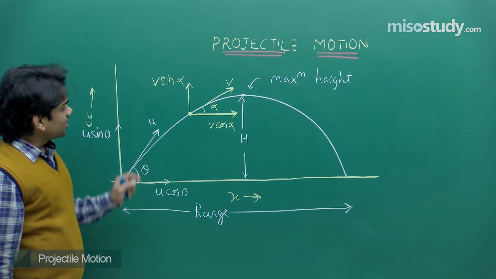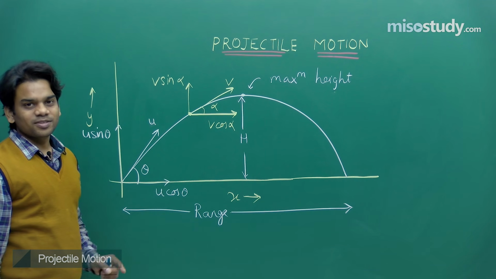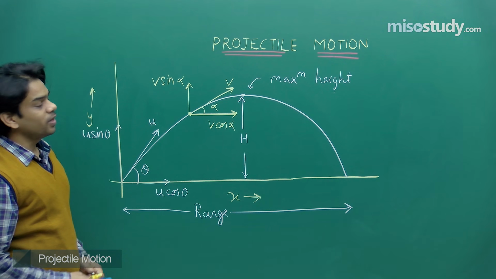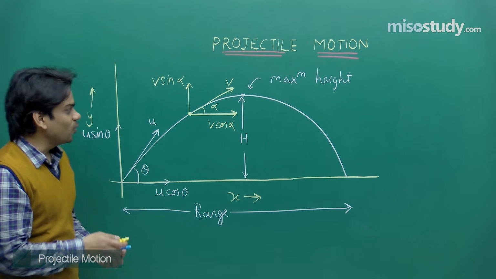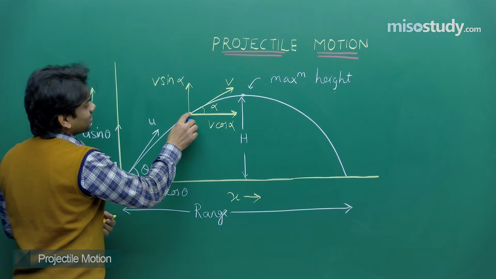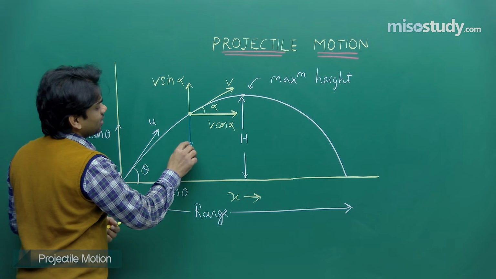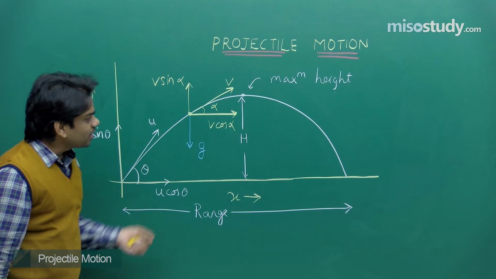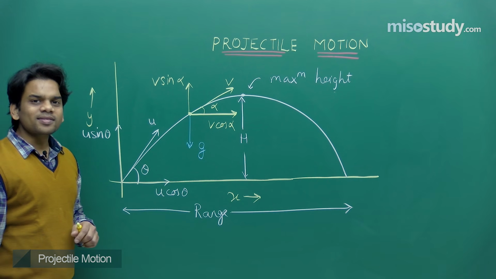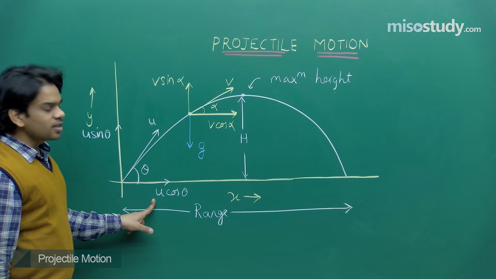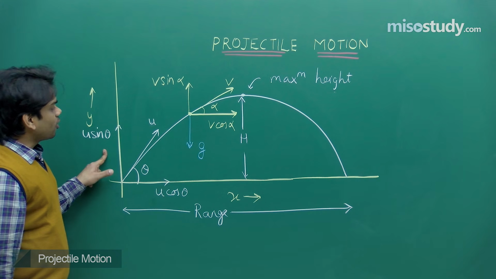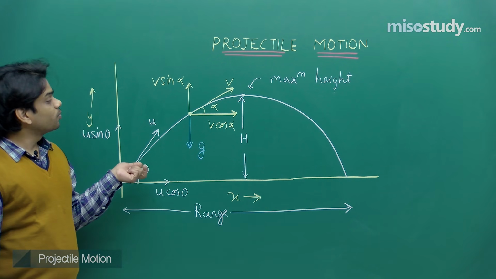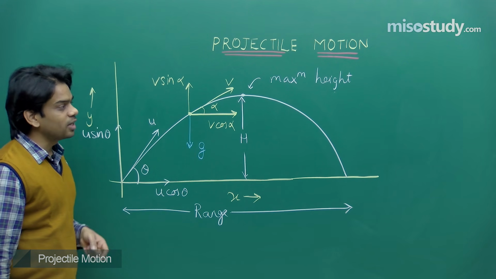Now you see the acceleration acting on this particle. The only acceleration acting on the particle is g, acting downward. I am marking the acceleration acting on the particle, that is the acceleration due to gravity, and it is acting only along the vertical downward direction. So all the things are clear to us. Initial velocity is u cos theta along the x direction and u sin theta along the y direction, and the only acceleration acting in this motion is the acceleration due to gravity, which is vertically downward.